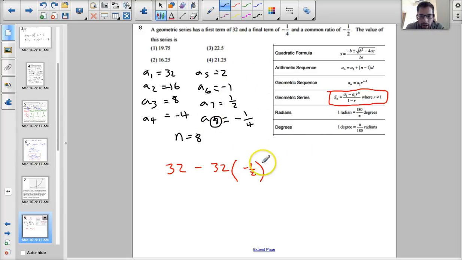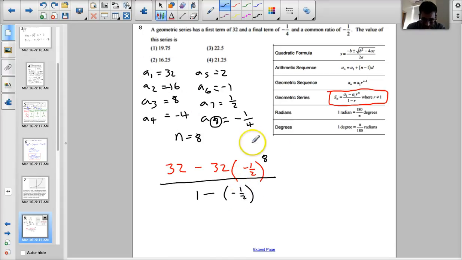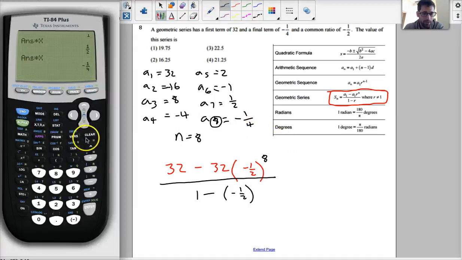So that means I have 8 terms in my series, and then it's going to be 1 minus my common ratio, which is negative 1/2. I also could find the sum just by adding up all of these terms together. So I've got a lot of options here, actually. And maybe I could even check myself that way, although I don't think I will just for the sake of time. So I have 32 minus 32 times my common ratio of negative 1/2.